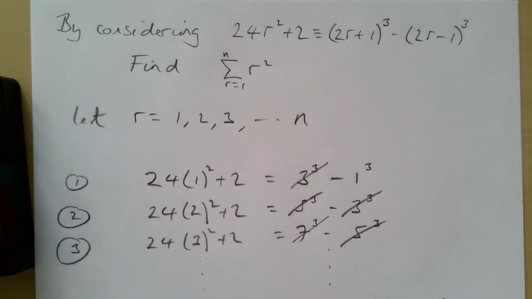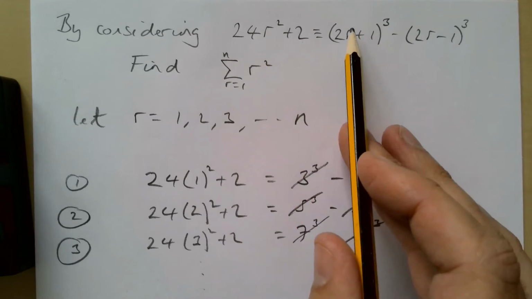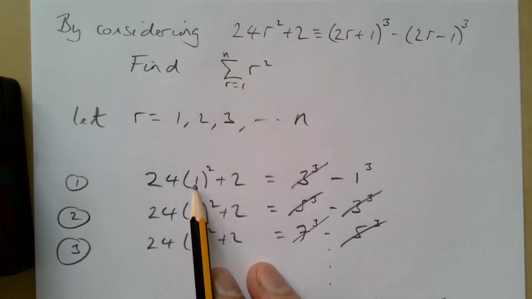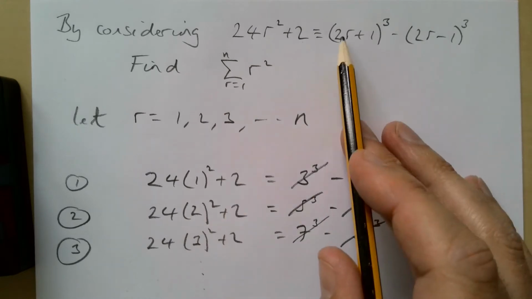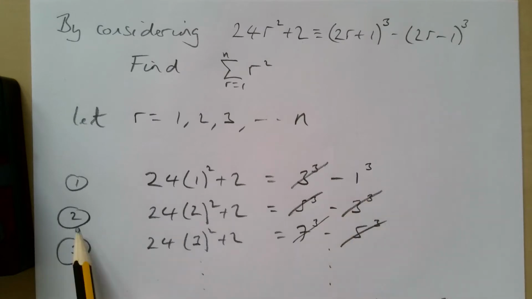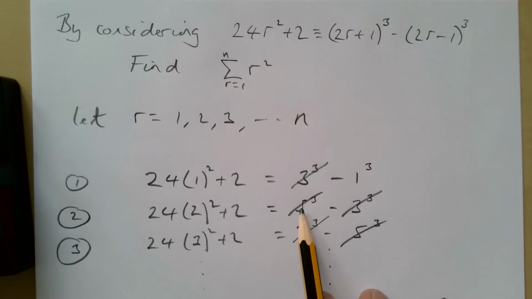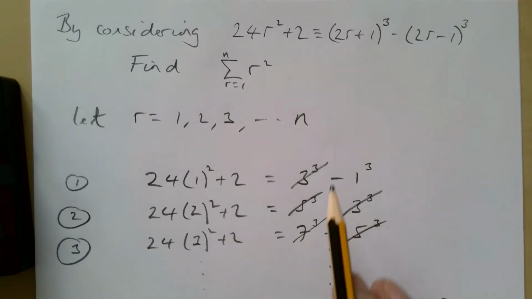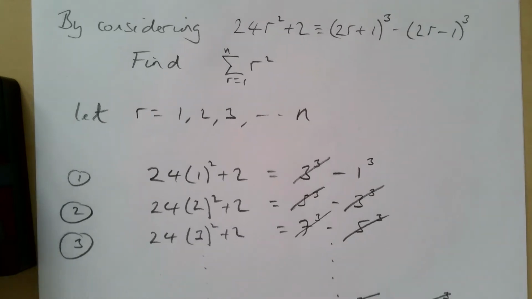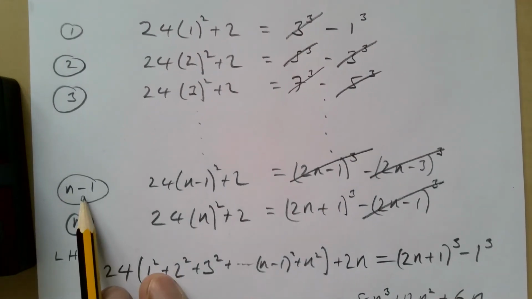So if I sub the number 1 in here instead of our r, I get 24 upon 1 squared plus 2 equals, 2 times 1 plus 1 gives me 3 cubed, take away 1 cubed. If I sub in the number 2, 24 upon 2 squared plus 2 equals 5 cubed, take away 3 cubed. If I sub in the number 3, I get 24 upon 3 squared plus 2 equals 7 cubed, take away 5 cubed. If I then go down and I sub in n, we'll come back to the n minus 1.